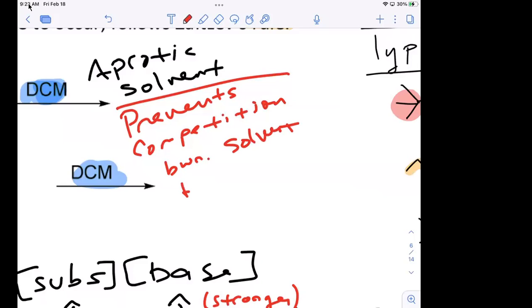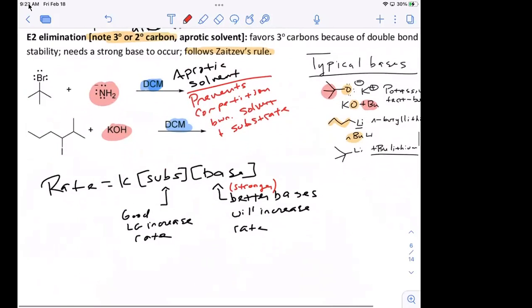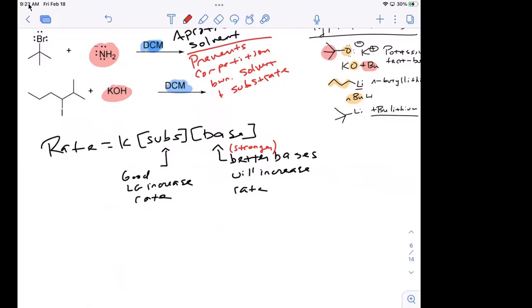Solvent and substrate. All right, so an aprotic solvent is going to prevent that. So you don't have to worry about your solvent and your substrate competing with one another to do proton transfer.